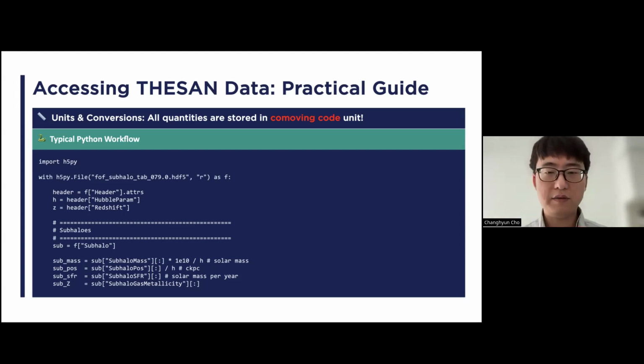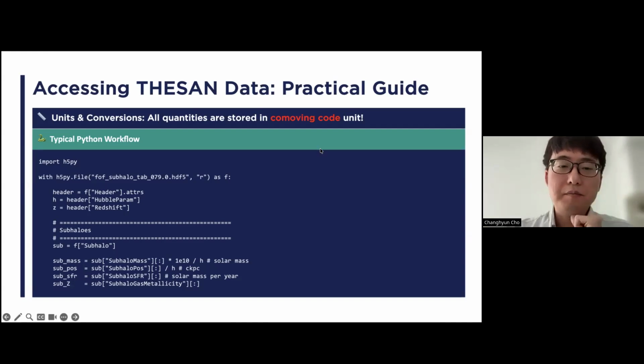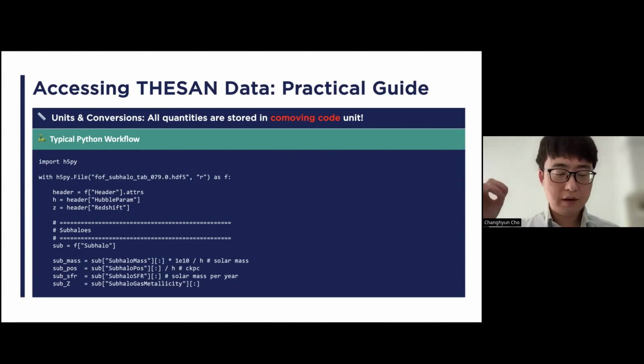So let me tell you something. Our THESAN simulation is saved in HDF file format, and the whole data is saved in comoving units and code units. First of all, mass information is usually saved as comoving, and mass doesn't change with the comoving scale. The unit is 10 to the 10 solar masses, so if you want the more precise unit, you need to multiply by 10 to the 10.